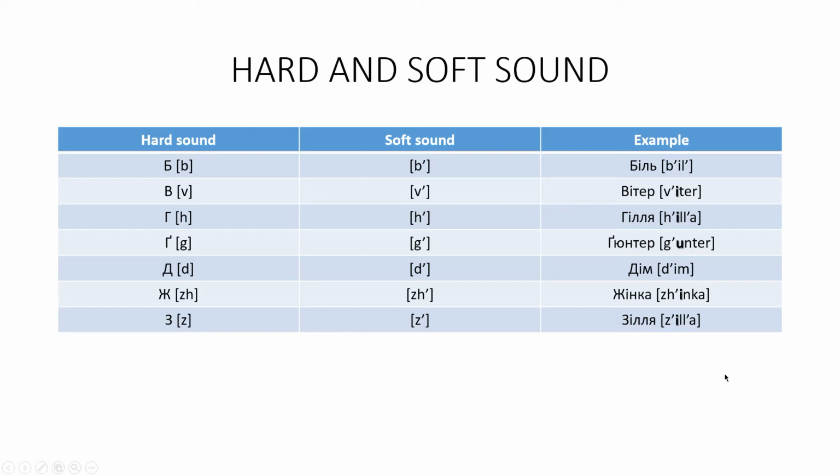Okay, let's continue. V, v, v, viter, viter. G, j, j, gilla, gilla. G, g, g. Günther, Günther. D, d, d. Dim, dim. Ж, ж, ж. Жінка, жінка. З, з, з. Зілля, зілля.